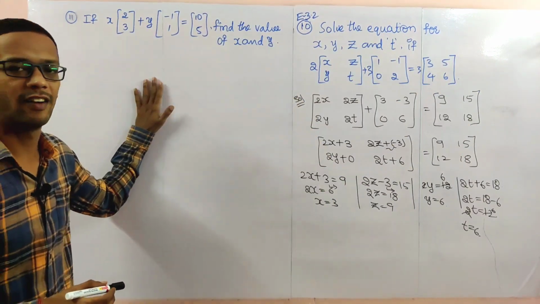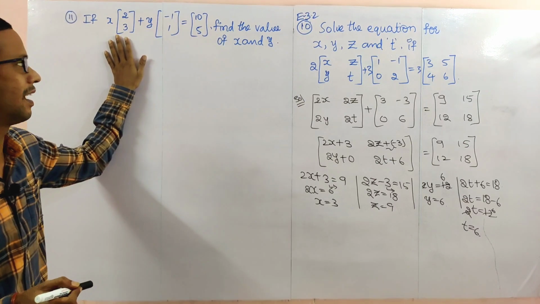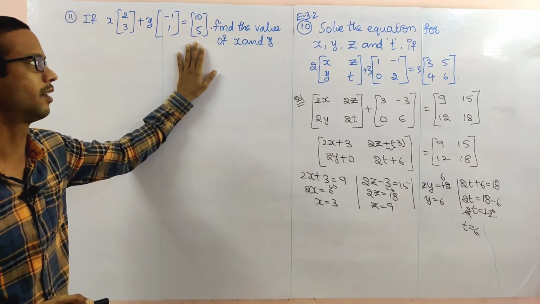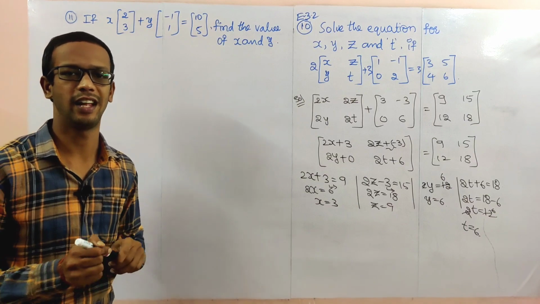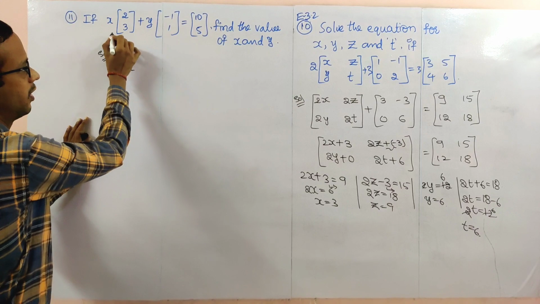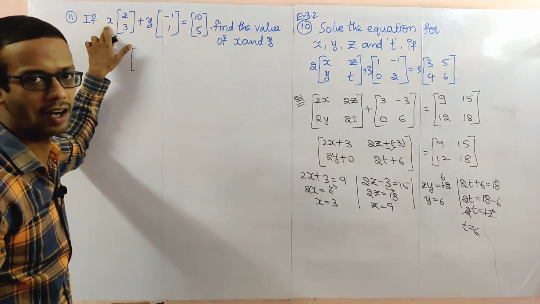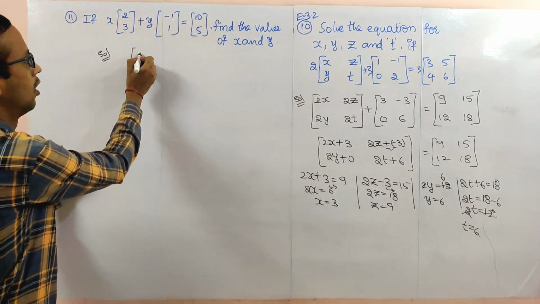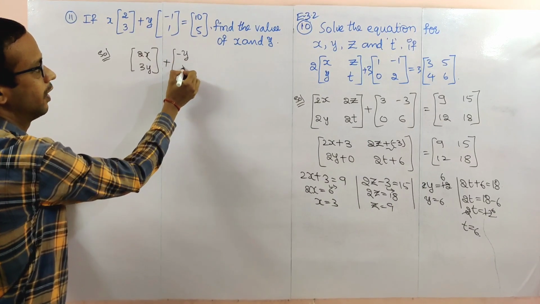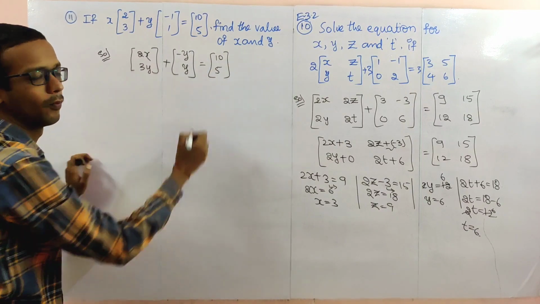Next, problem number 11 in the exercise. If x into the 2 3 matrix plus y into the 1 minus 1 matrix is equal to the 10 5 matrix, find the values of x and y. Same method we have to simplify. Multiply x inside first. x is not a matrix here, it is a scalar. So multiply the total: 2x, 3x, plus y, minus y, equal to 10 5.